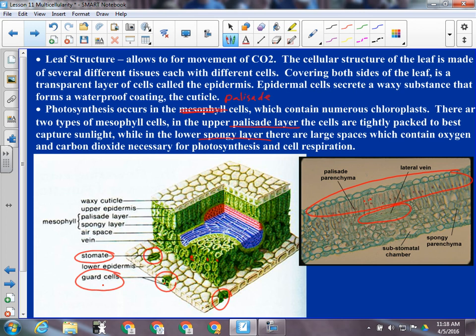Will you need to know these layers? Yes, you will. Waxy cuticle, upper epidermis, palisade layer, spongy layer, all that stuff. You're definitely going to need to know that and what each layer does. Palisade layer, lots of chloroplasts, specialized for photosynthesis. Spongy layer, random shapes, create spaces that hold water and carbon dioxide.